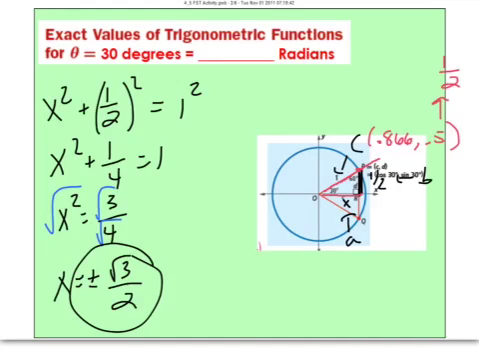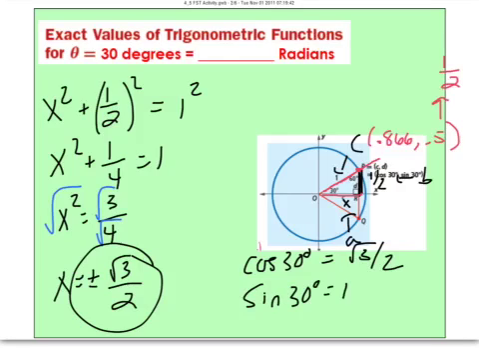So what I just did is I figured this out. Since the x movement is cosine, I know the cosine of 30 degrees is equal to exactly the square root of 3 over 2, and the sine of 30 degrees is equal to 1/2. And those are the exact values.